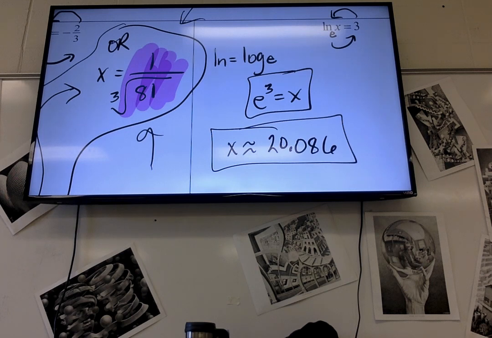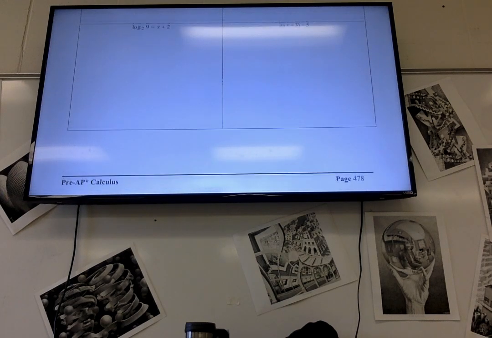Okay, let's do another one of these. Y'all try the one at the bottom. That one, the natural log of x plus 3 equals 5. Get the answer to three decimal places.